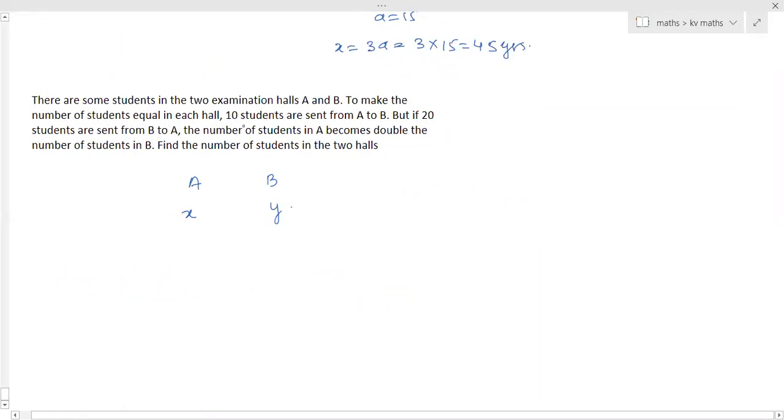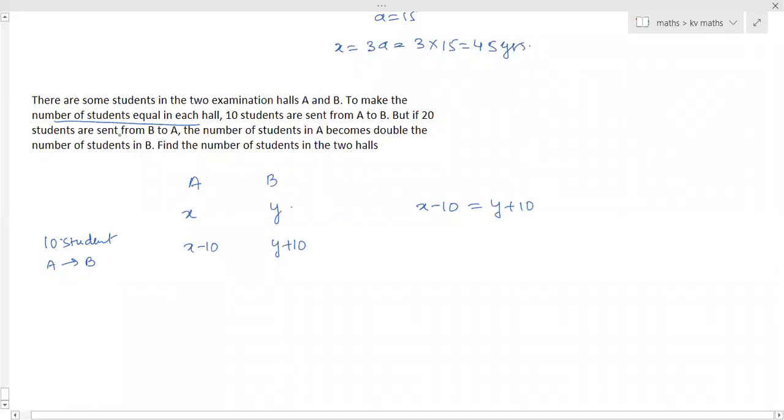If 10 students are sent from A to B, shifted from A to B, so how many new number of students in A? X minus 10. And how many in B? Y plus 10. By doing this, what happened? Number of students in A is equal to B. That means X minus 10 is equal to Y plus 10. This is the one equation.